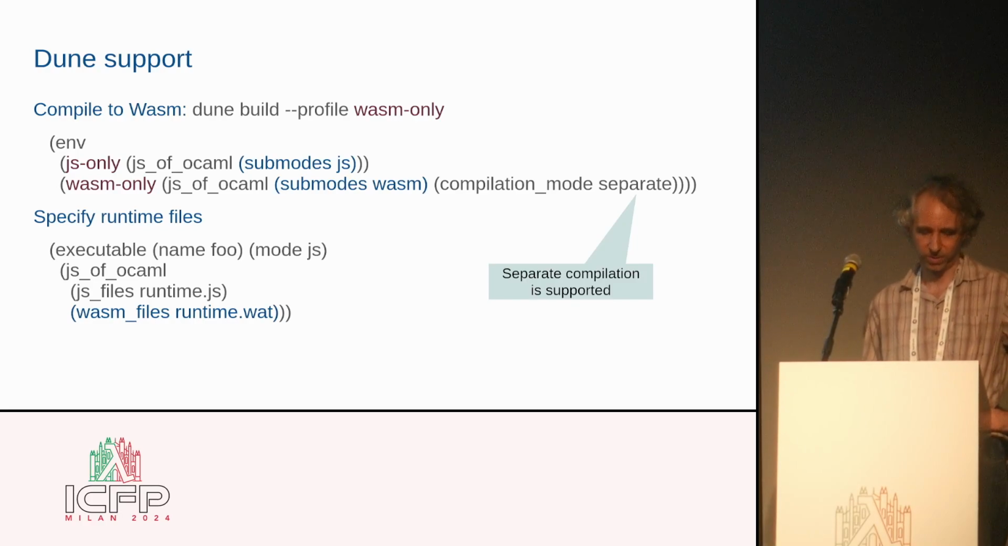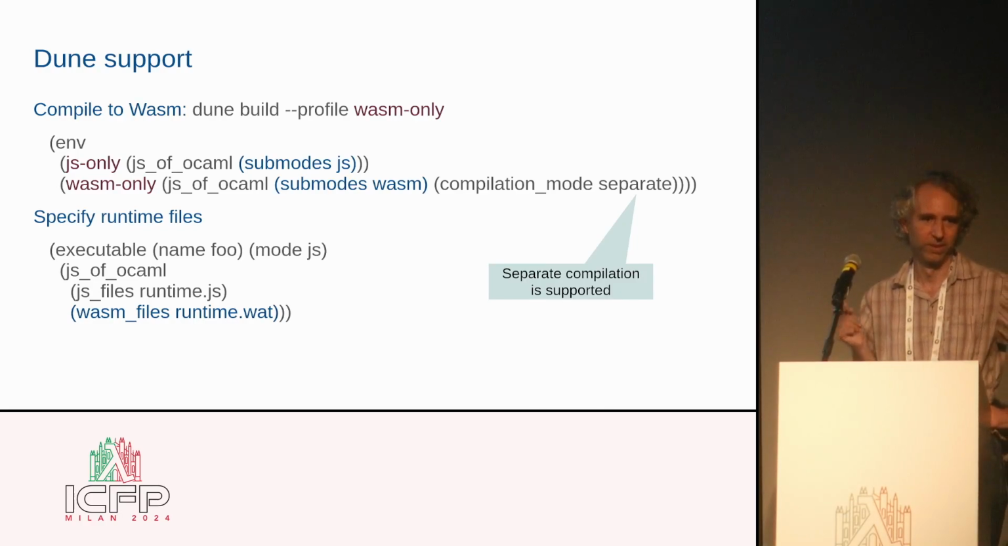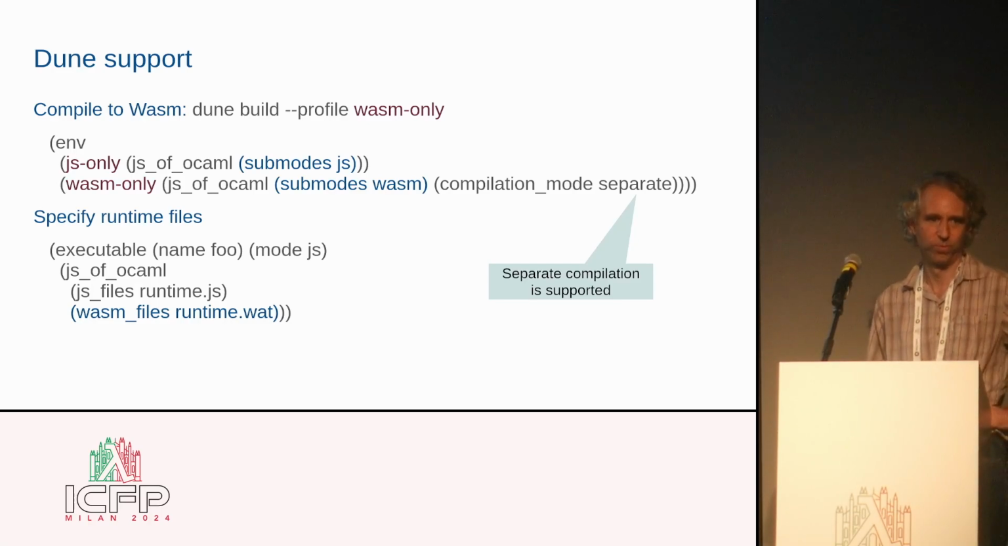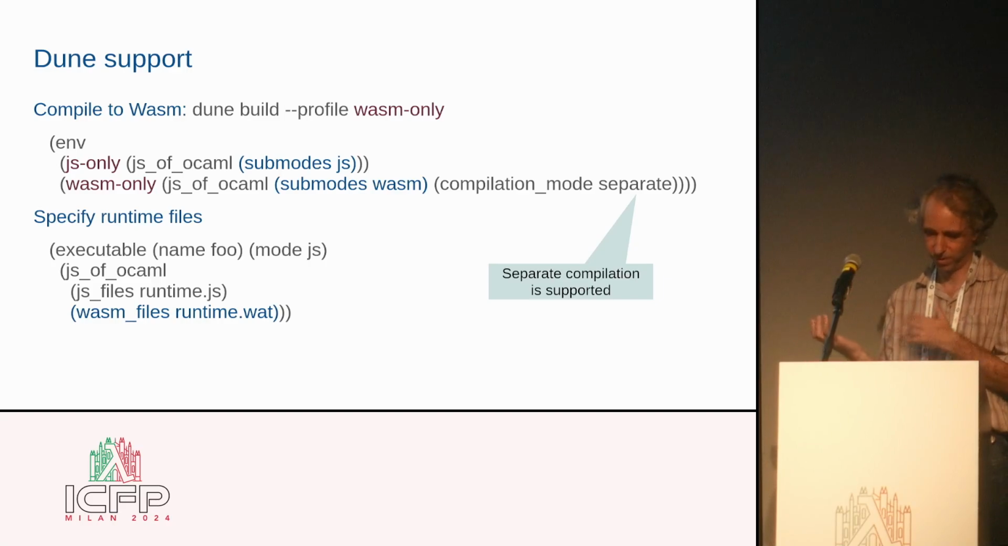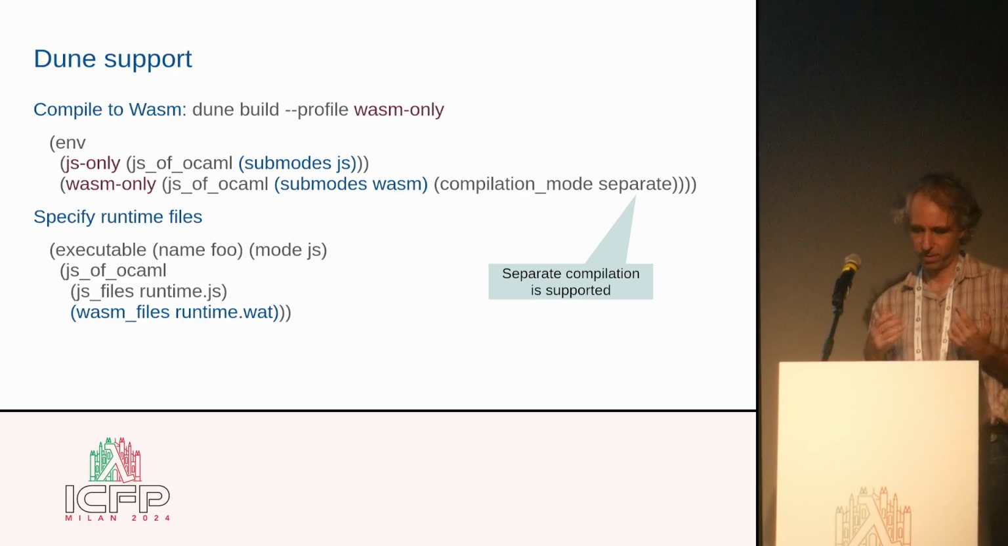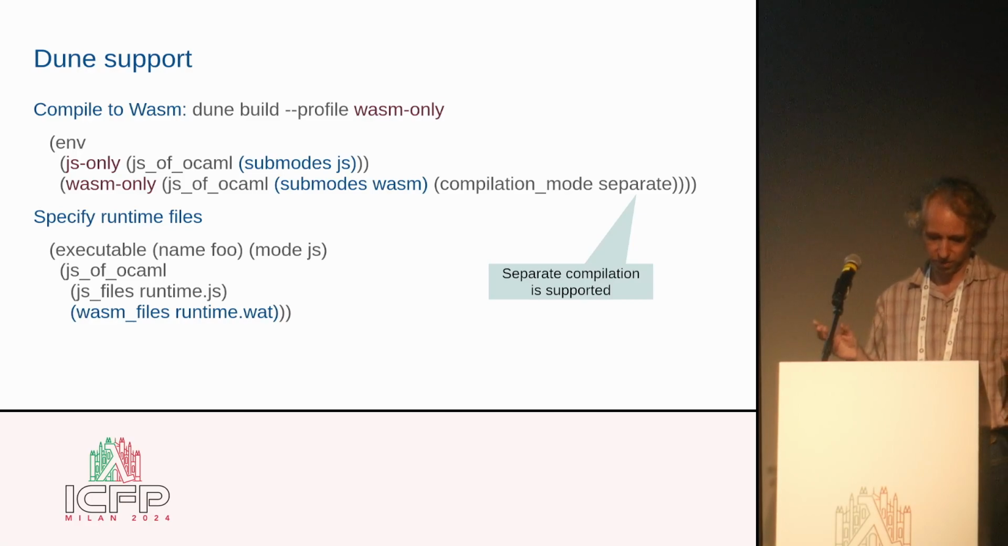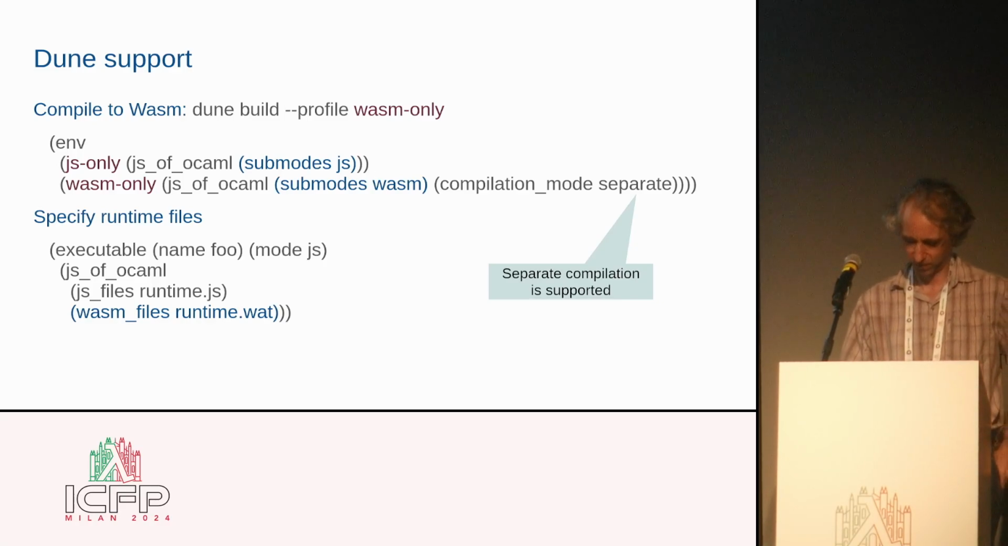There is some Dune support on the way. So I have made a PR on Dune, but it needs to be reviewed and accepted. So you can add some submodes to the JS OCaml directive to specify whether you want to generate JavaScript code or Wasm code. Oh, and by the way, separate compilation is supported. And also, I have added a way to specify some runtime Wasm code to be added when generating Wasm code.